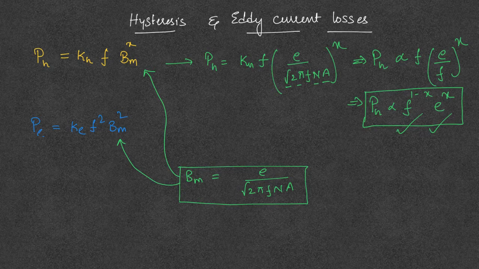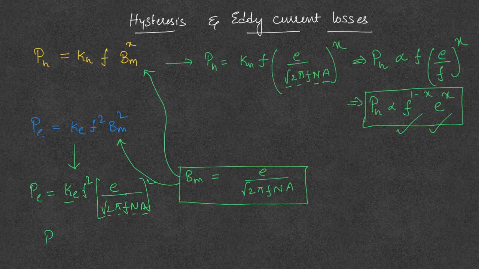Similarly, the eddy current losses will be equal to PE is equal to KE F square into E by root 2 pi F N A whole square. So here also root 2 pi N and A are constants, KE is also constant. So the eddy current loss PE will be proportional to F square into E by F whole square. This means that the eddy current losses is proportional to the square of the voltage.